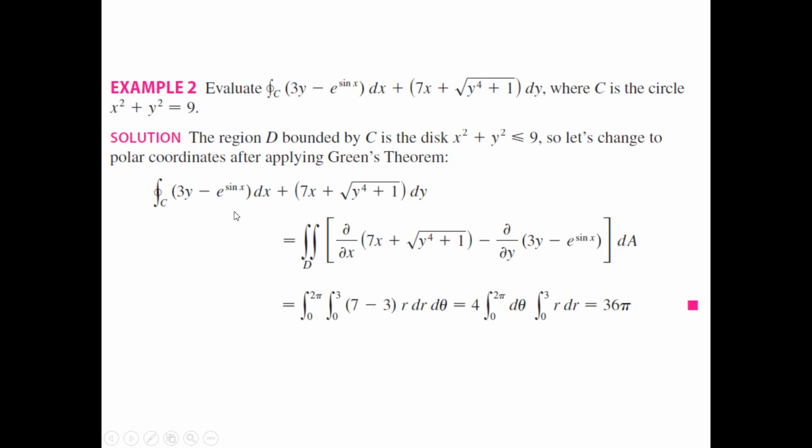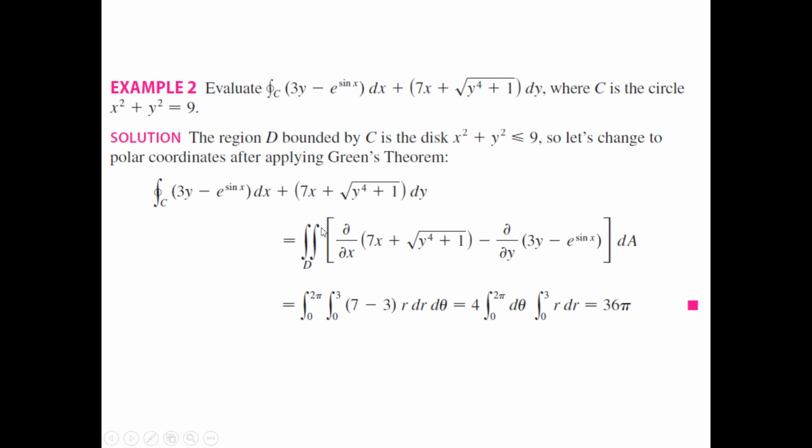So partial derivative of this function with respect to y is going to be 3, because this term is independent of y, so its partial derivative with respect to y is 0. What is P here and what is Q here? This is multiplying dx. So this will be differentiated with respect to y, and this will be differentiated with respect to x. So partial Q by partial x minus partial P by partial y.